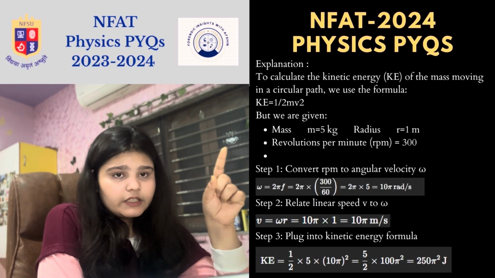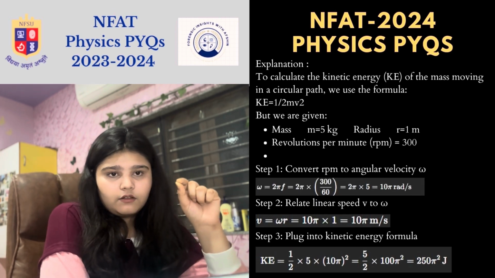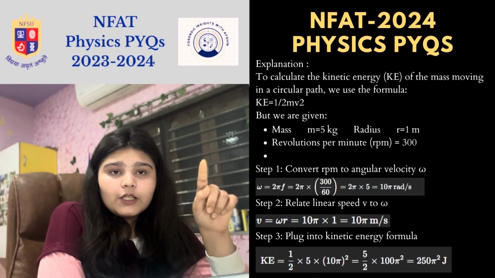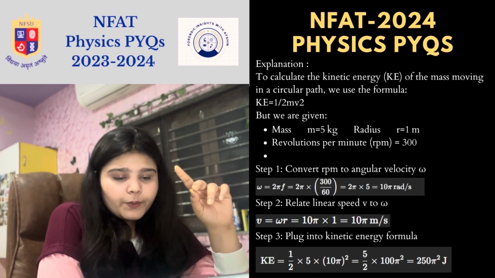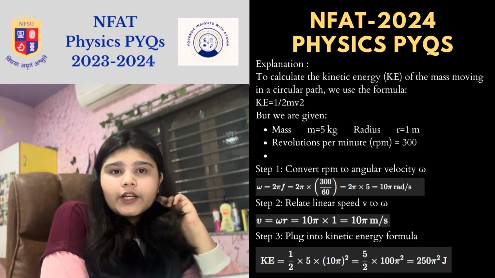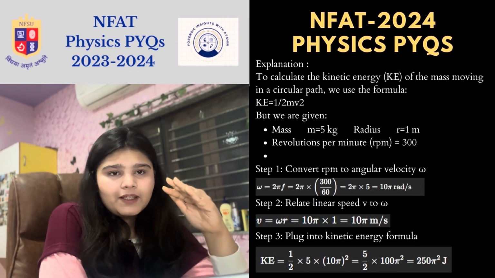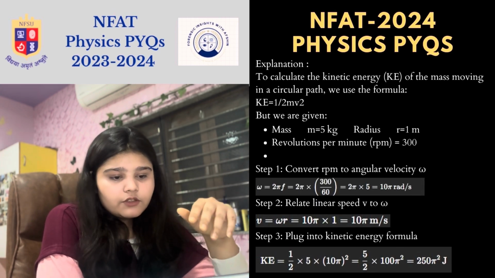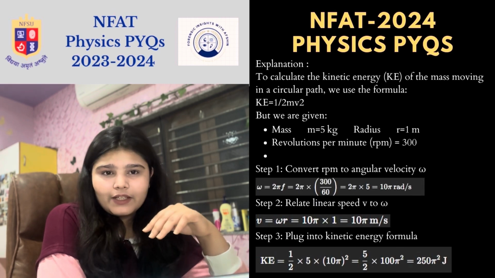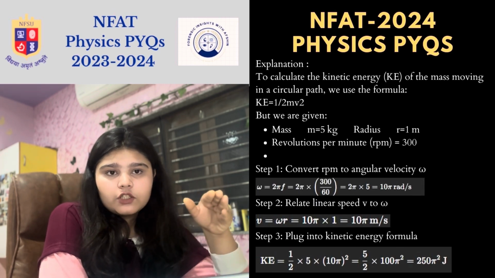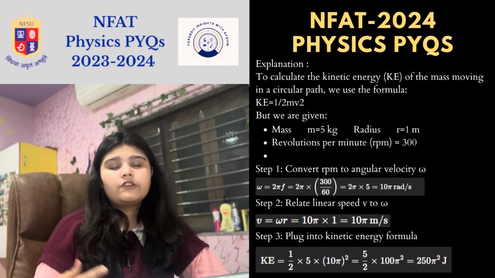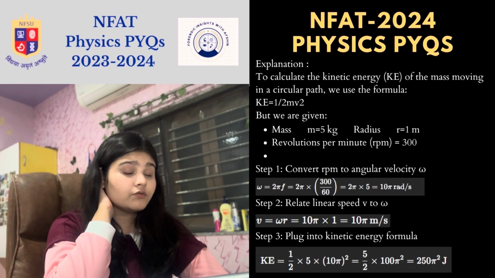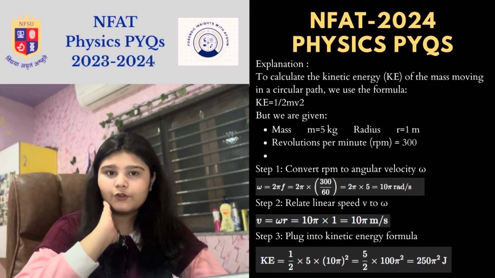Now we will relate linear speed to omega, so v equals omega into r. Now we have the value of omega and r, which was already given as 1 meter, so again it will be 10 pi meter per second. Now we have all the values, so we will use our final formula, kinetic energy equals half mv squared, and that's how we will get the answer 50 pi squared joules. So option A is the correct option for this question.